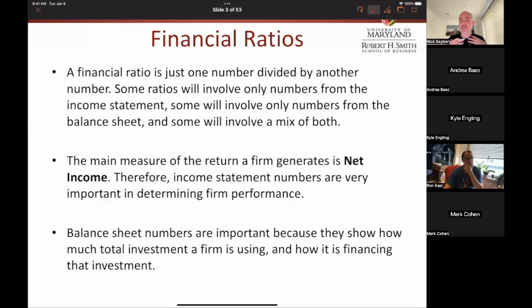What's being held on to for shareholders? We would look at the equity section, right? So we're going to see all this stuff in ratios.